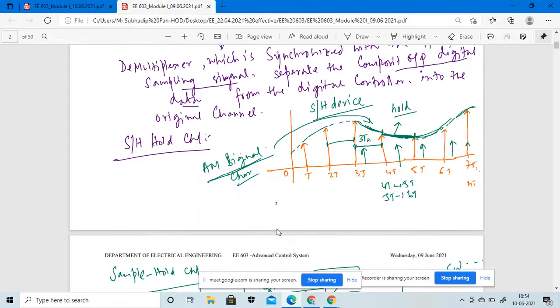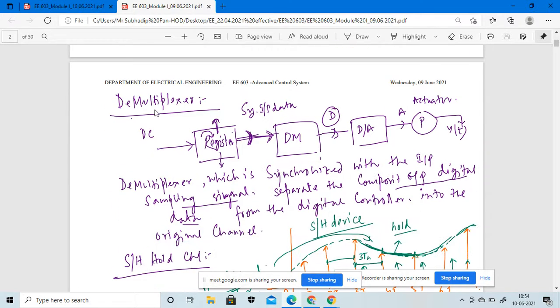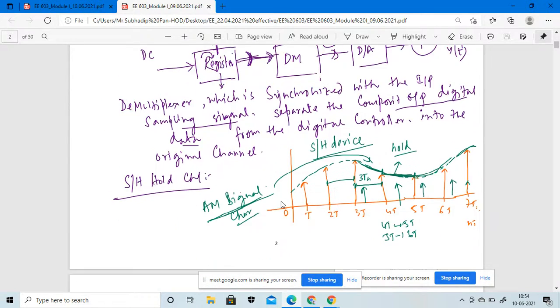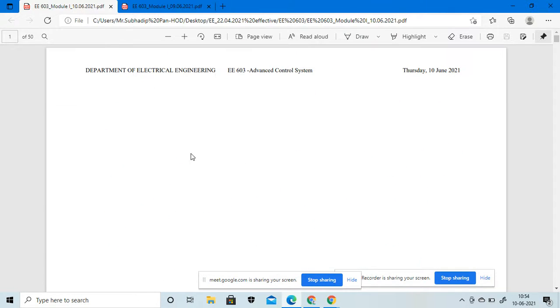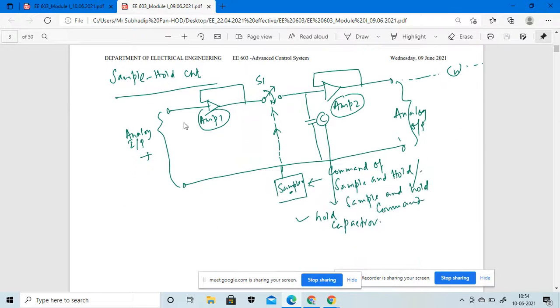Okay, fine. So the demultiplexer, we will also discuss how the demultiplexer will be working, and the sample and hold circuit. I will draw the structure again and discuss the operation for the sample and hold circuit. First we have to draw the diagram again so that we are able to understand.